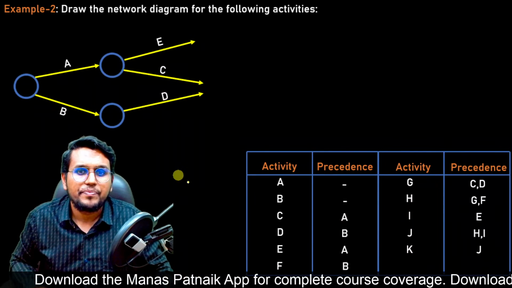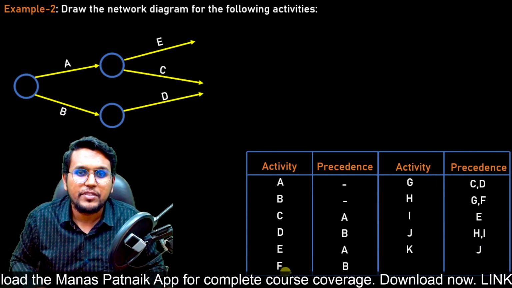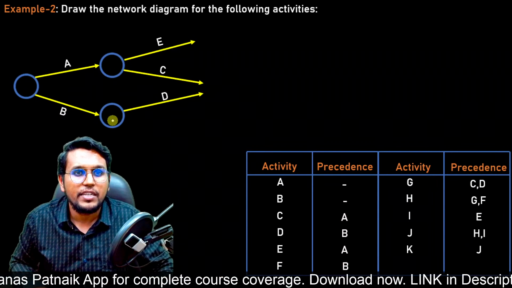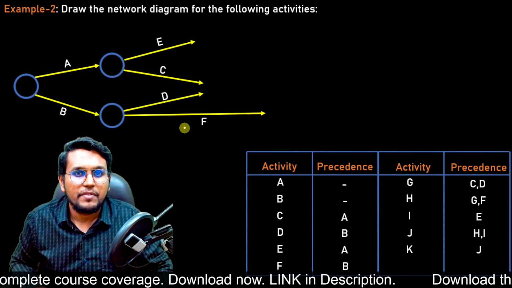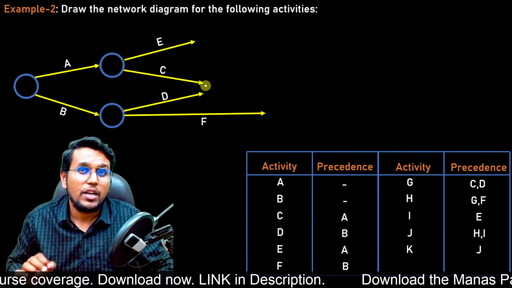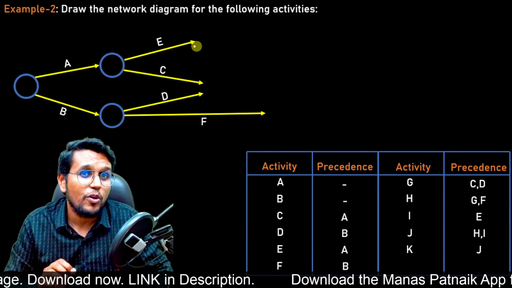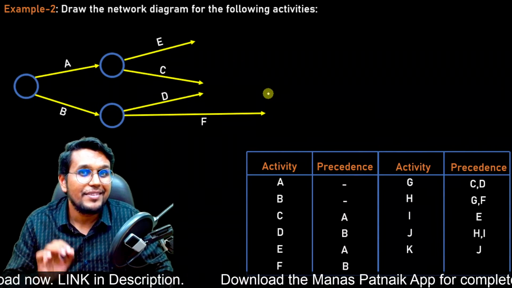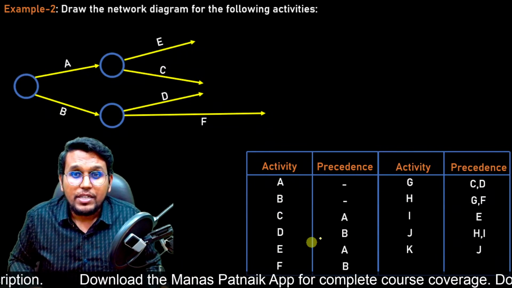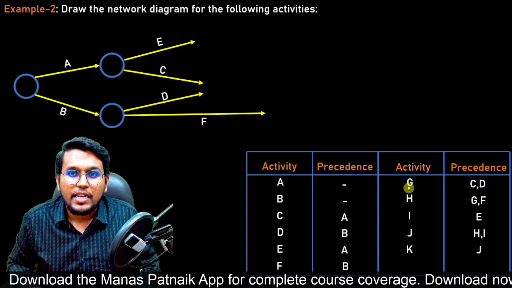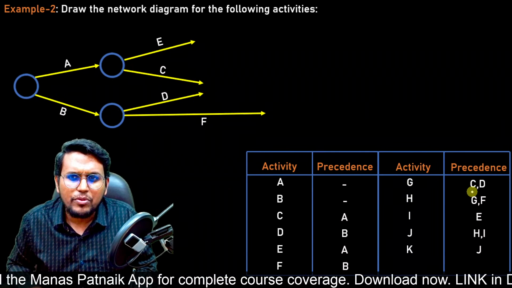Let us move to activity F. F depends on B only. So again, after this node where B is completed, we'll start activity F. Now again, I want you to see that I have kept all the arrows open. This is the basic thing you need to do. Now let us move to activity G. G depends on C and D both.